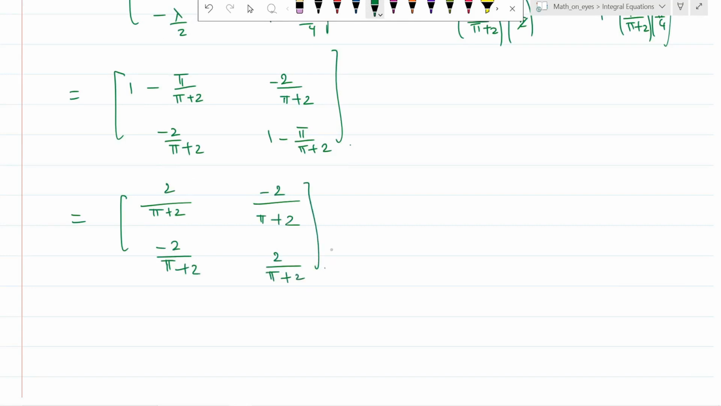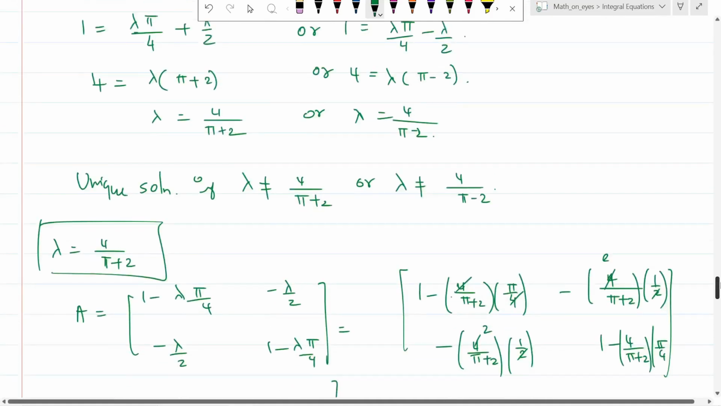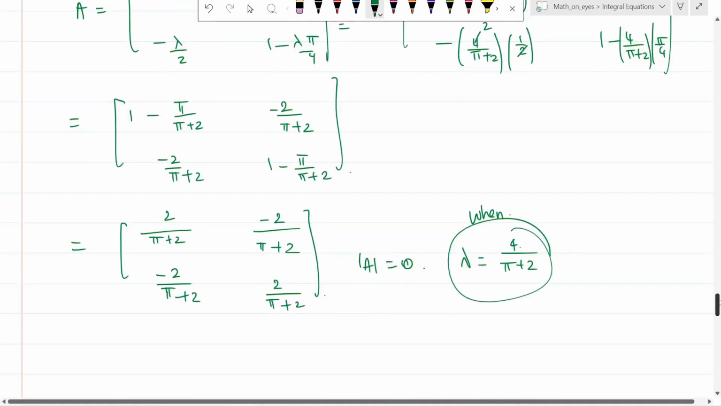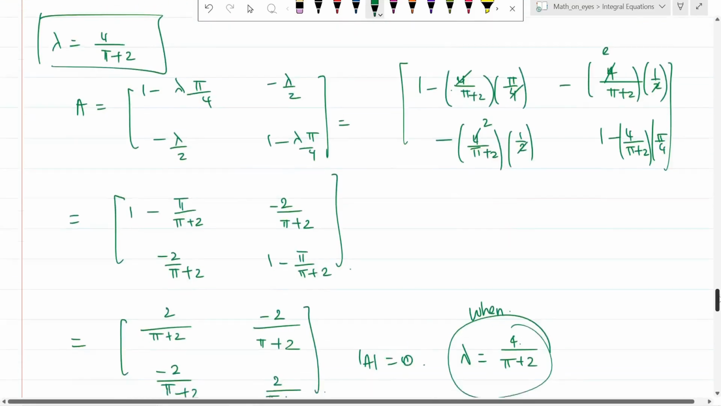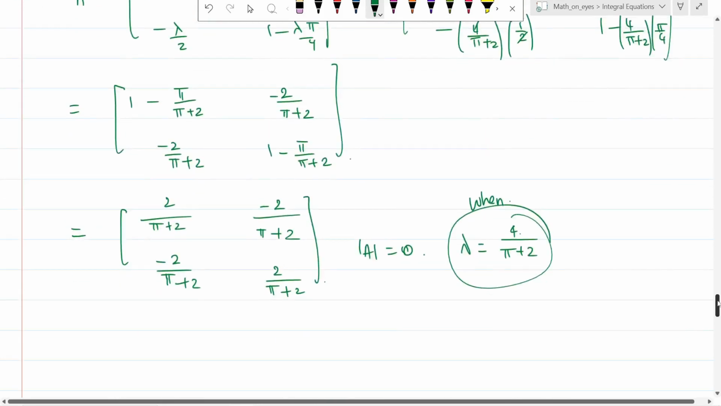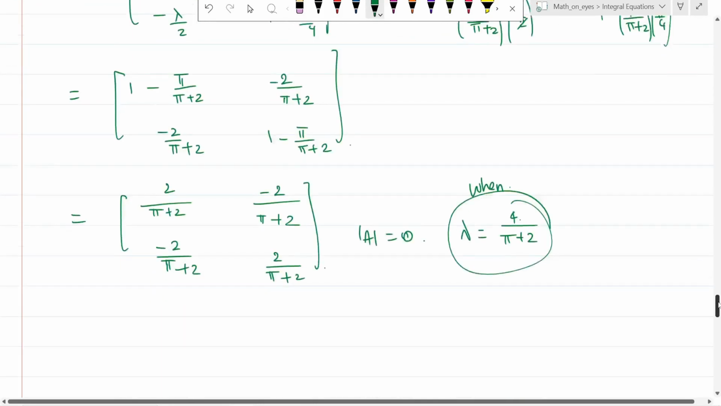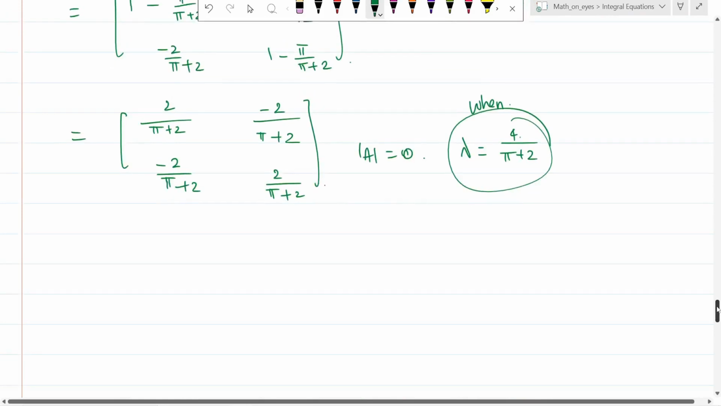This matrix is having determinant of A equal to 0 when lambda is equal to 4 divided by (pi plus 2). Right, this is what we found here actually. When lambda is equal to 4 divided by (pi plus 2), the determinant will be 0. We have already verified this, and we have verified again. Okay, now whether it is giving no solution or not. How do we verify this no solution?